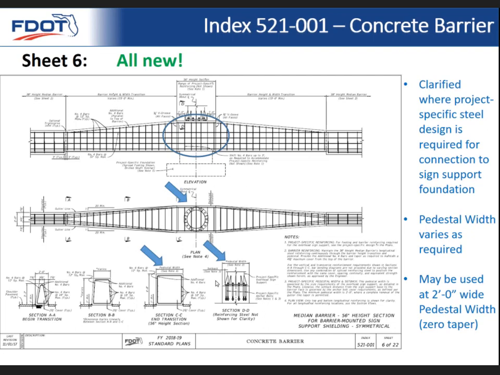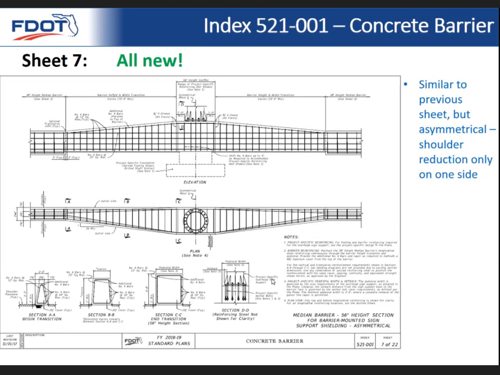So there's no reason to have a whole new index sheet just to explain that. So we placed that in the note, and it's acceptable to have the pedestal width be 2 feet wide. This is basically the same thing, just asymmetrical. So now you've got a shoulder reduction on one side.